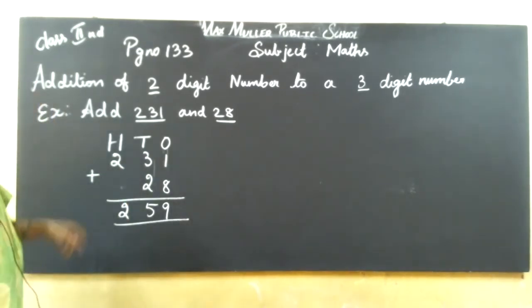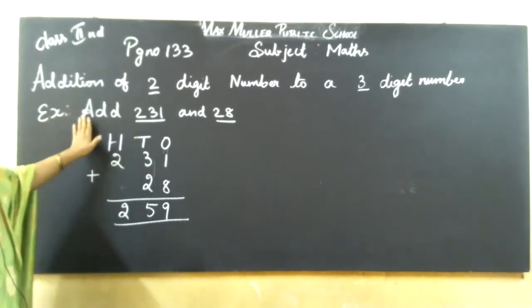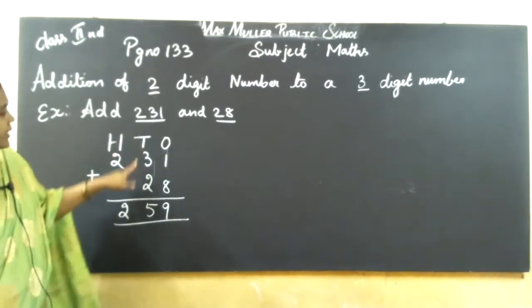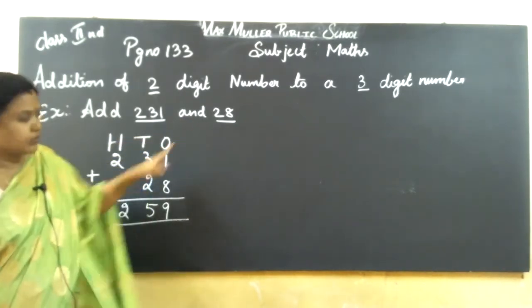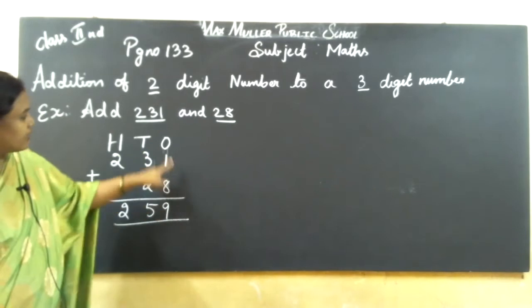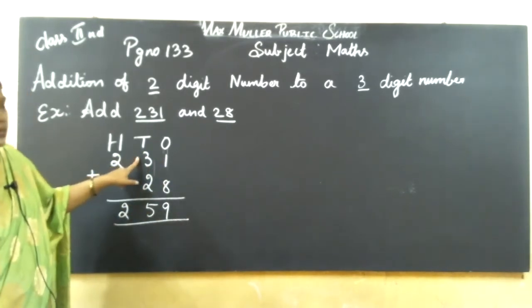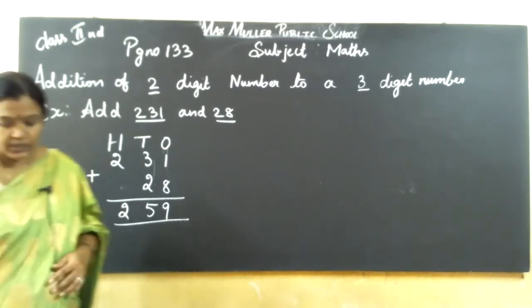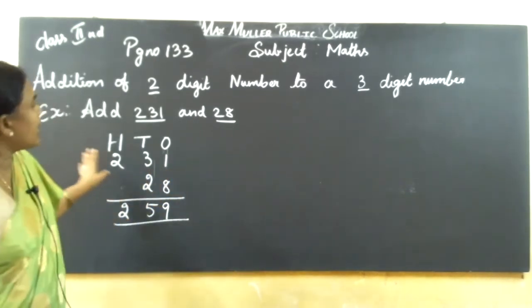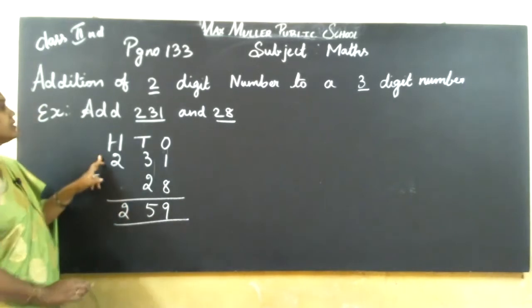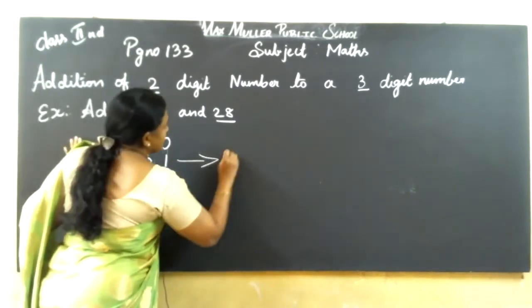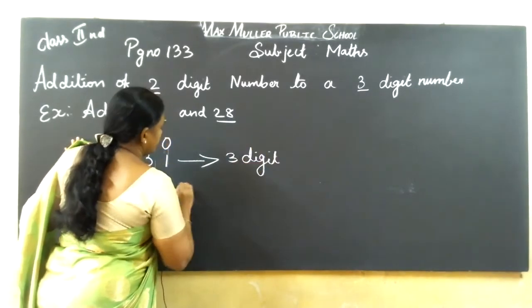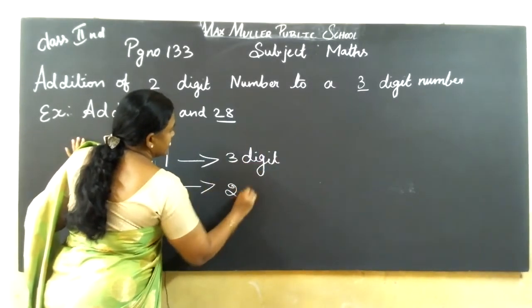Understood, children? First, write the number. See, add 231 and 28. First, arrange this number. First, you write the 3-digit number. After that, 28. First, you add the ones number. Then, you go to the tens number. 3 plus 2. After that, 2. Understood? Like that, you want to do the addition of a 2-digit number. This is a 3-digit number. This is a 2-digit number.